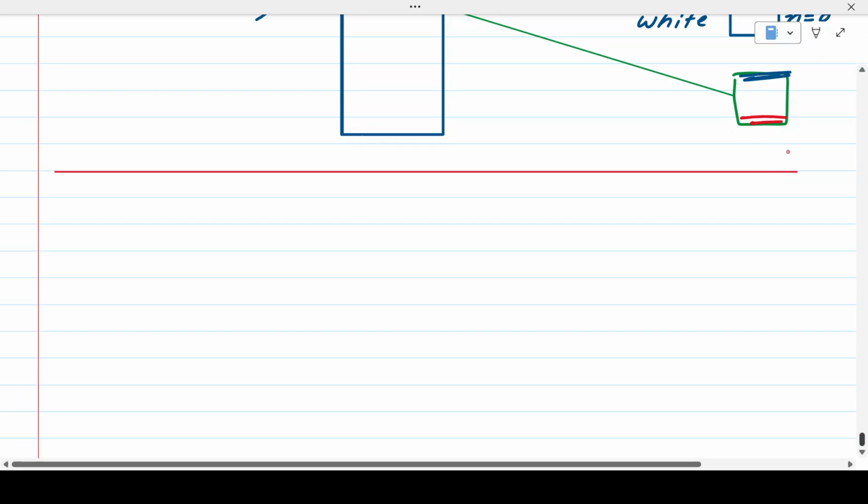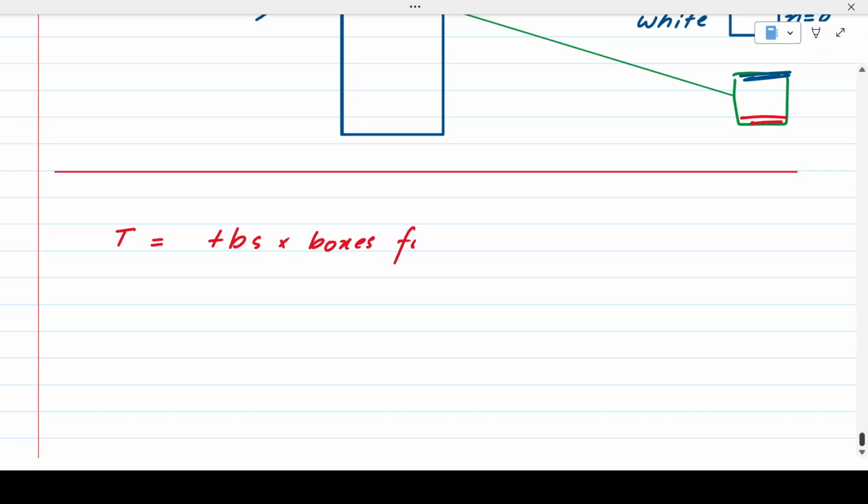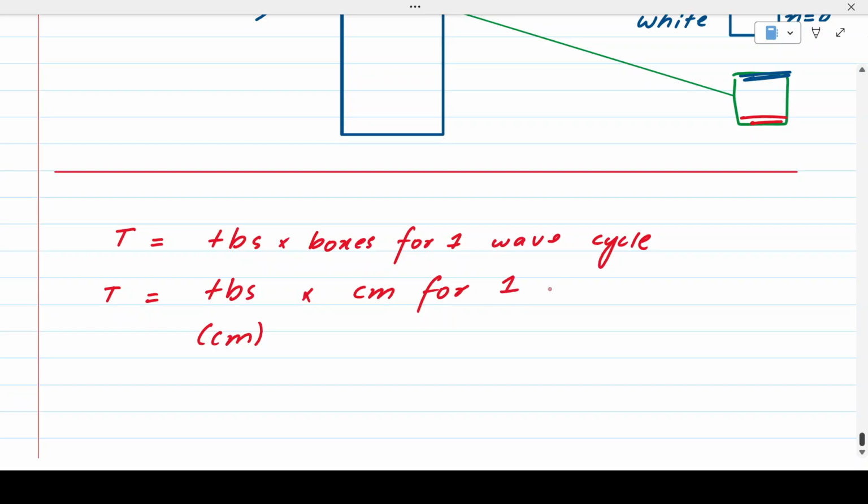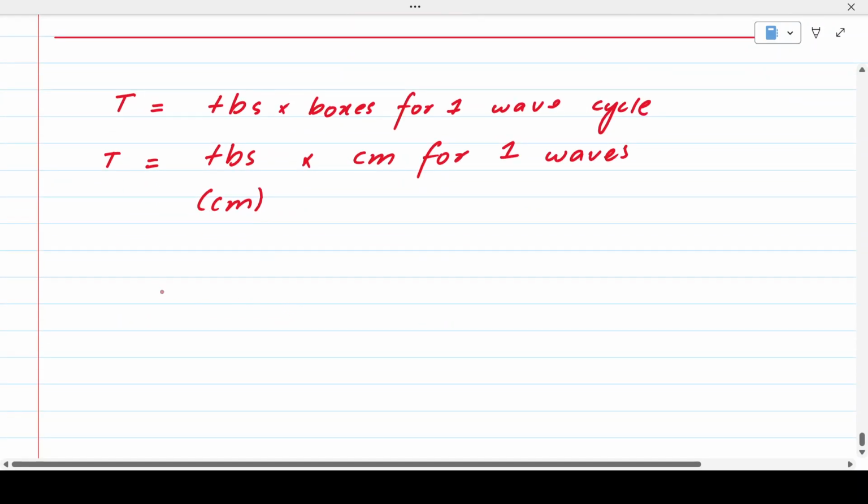For a CRO, cathode ray oscilloscope, if you need to find the time period, the formula is TBS, time base setting, multiplied by boxes for one wave cycle. If TBS is given in centimeters, then instead of boxes you say centimeters for one wave. How many centimeters are there for one wave cycle? If you need to find the frequency, first you find the time period, then you take the reciprocal.